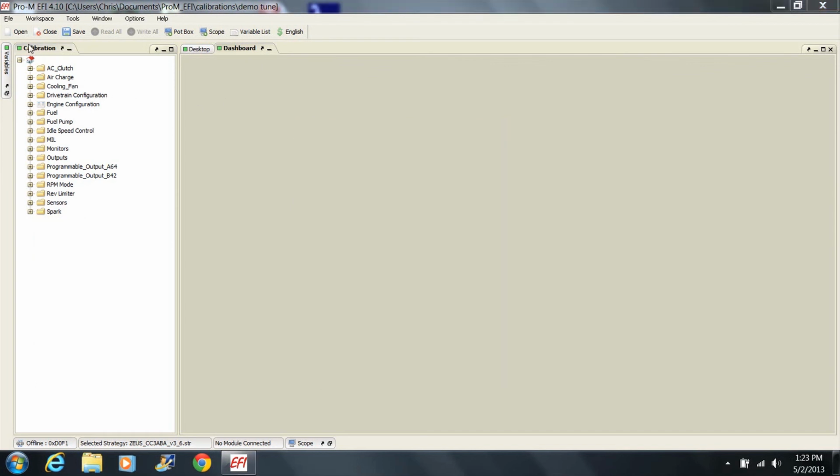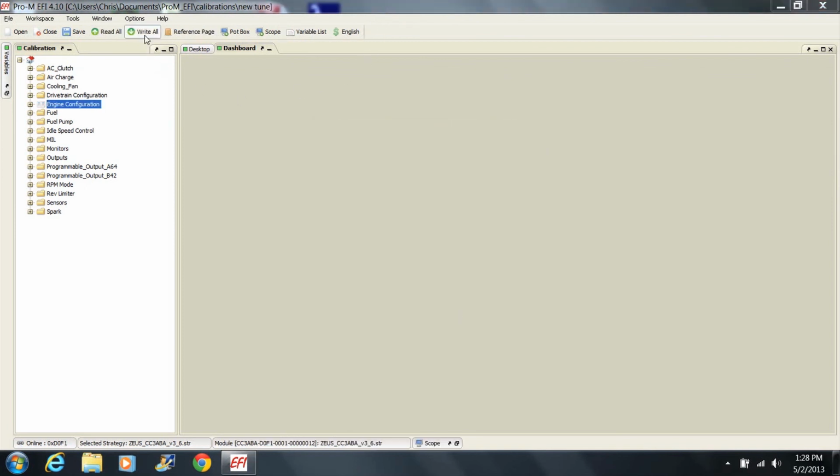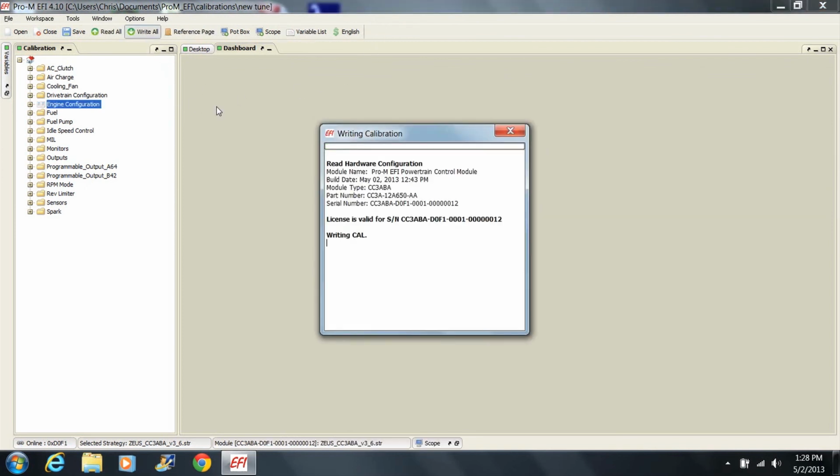Remember that anytime you make a change, you should save the tune under a different name and leave the old tune untouched. That way you can always go back to the old one if you have a problem. Also remember that the tune is not actually in the processor until you write it to the processor.